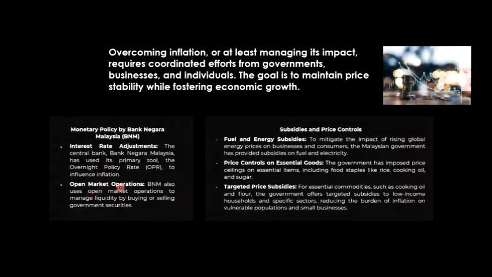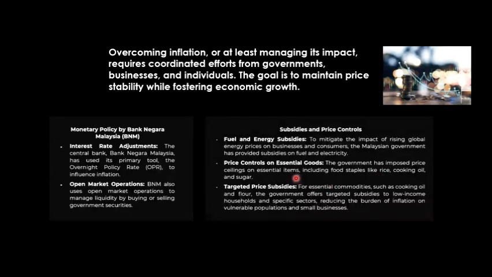And second, open market operation, where BNM also uses open market operation to manage liquidity by buying or selling government securities. Next, subsidies and price control. For example, food and energy subsidies to mitigate the impact of rising global energy prices on businesses and consumers. The Malaysian government has provided subsidies on food and electricity. Second, for example, price control on essential goods. The government has imposed a price ceiling, a maximum price for essential items such as food, rice, cooking oil, and sugar.